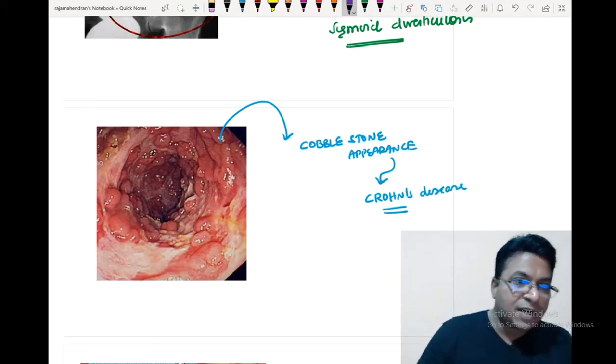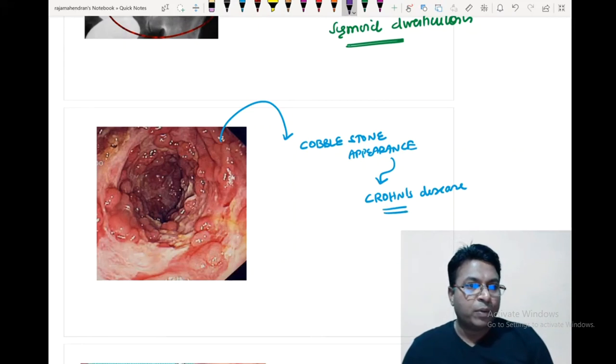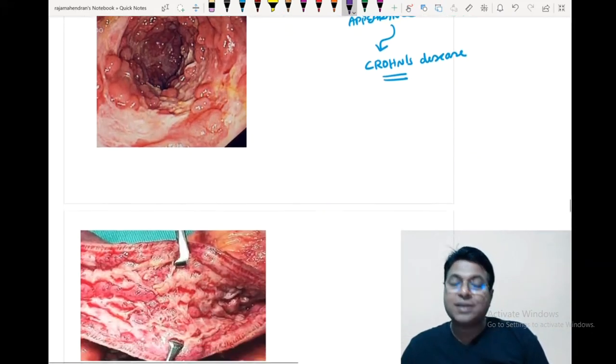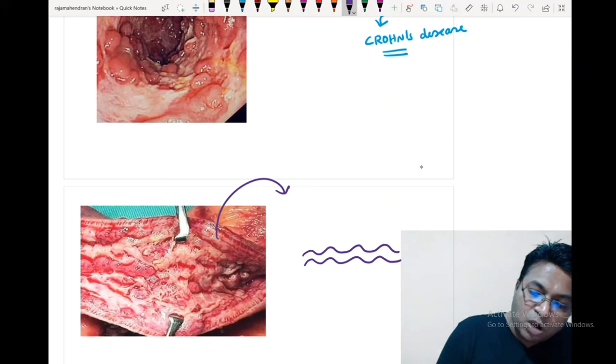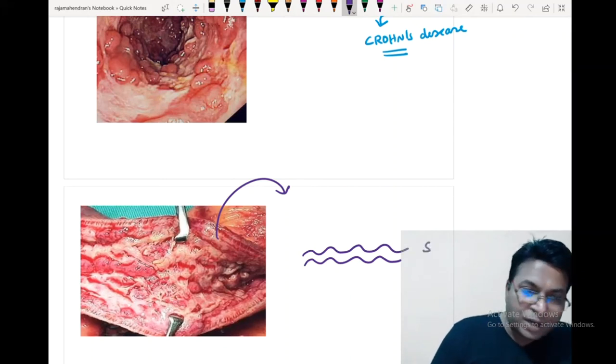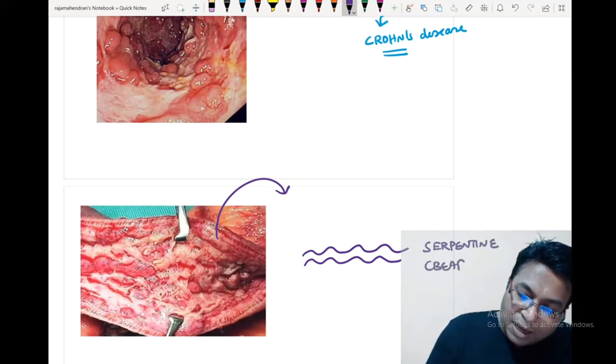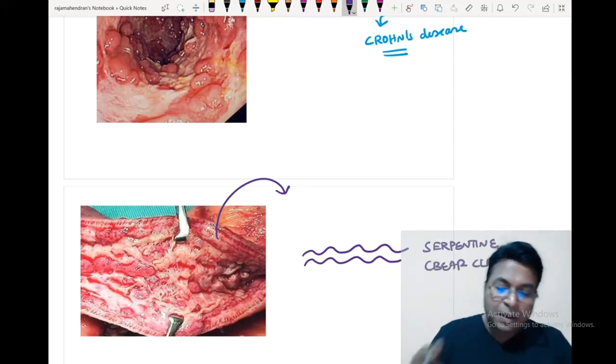Cobblestone appearance is seen in Crohn's disease. Very good, Naidu, very good. So Karthika, very good. That's a cobblestone appearance seen in Crohn's disease. So this is also a Crohn's disease, but there is a classical appearance. What is this? This is an appearance seen in small bowel. What is this appearance? It is known as serpentine ulcer. Serpentine ulcer or bear claw ulcer seen in Crohn's disease.